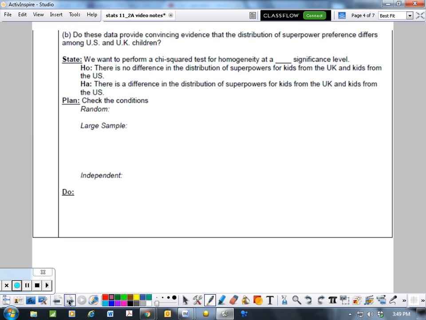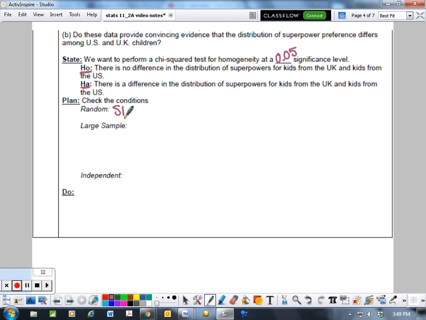So, do these data provide convincing evidence that the distribution of superpower preference differs among United States and United Kingdom children? So we want to perform a chi-squared test for homogeneity at 0.05. Our null hypothesis is there is no difference between the superpowers for kids from the UK and from the US. And our alternative is there is a difference in the distribution of superpowers for kids from the UK and kids from the US. So check the conditions.